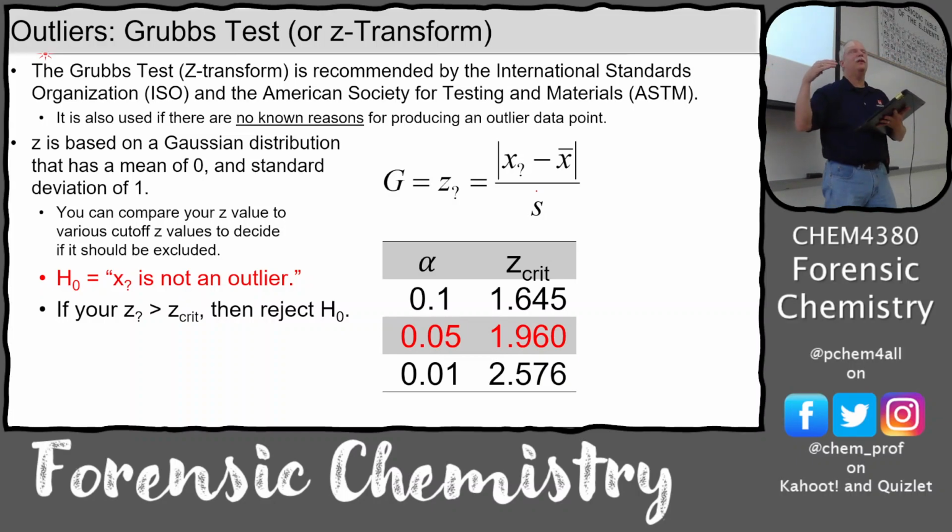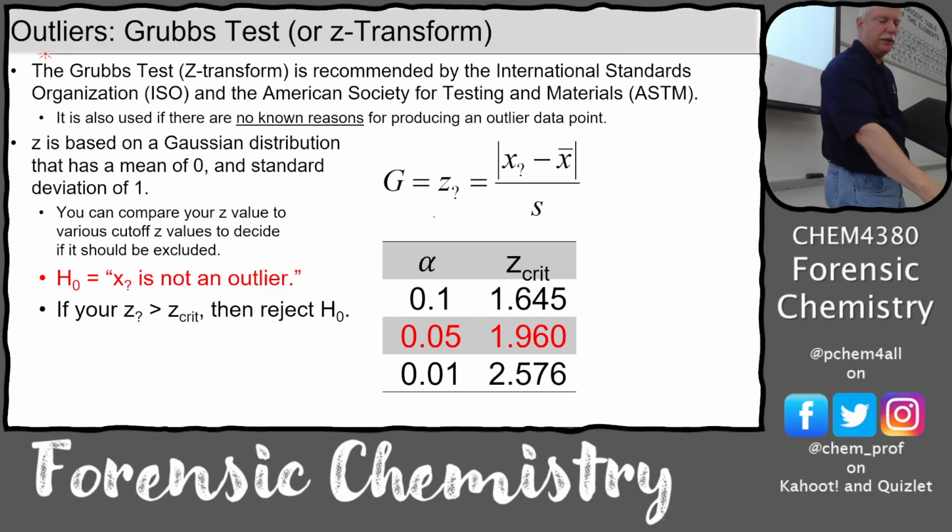What's the probability that a normal distribution would give a data point that far away? And if it doesn't fall within the 95% range, then there's less than a 2.5% chance on either side, less than a 2.5% chance that that data point is inside this population, so we can throw it out.